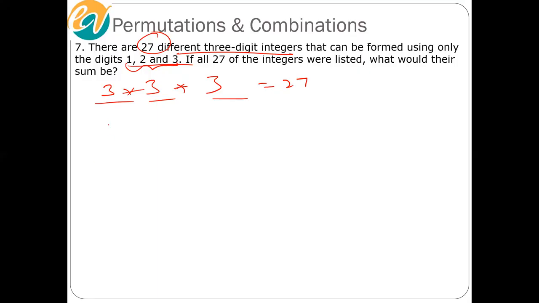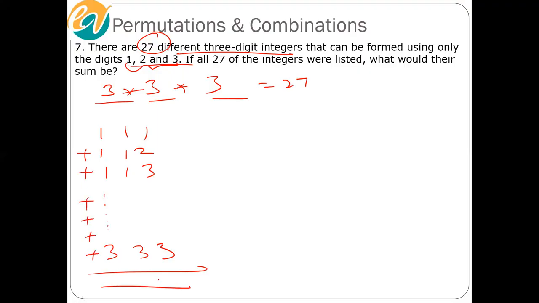For example, it would be, let's say, 1, 1, 1, right? 1, 1, 2, 1, 1, 3, and so on till 3, 3, 3, right? The question is asking us, what is the sum of these 27 numbers? So this is what the question is asking us. What is the sum?